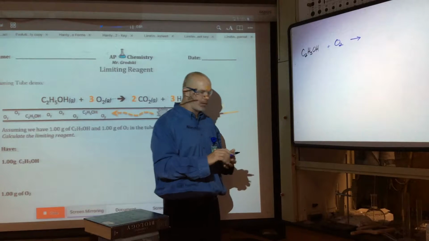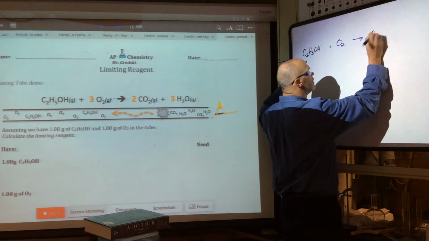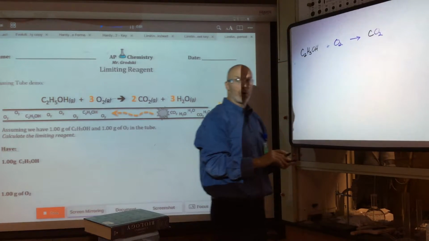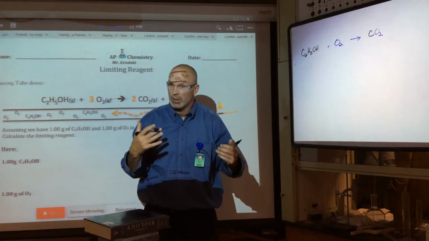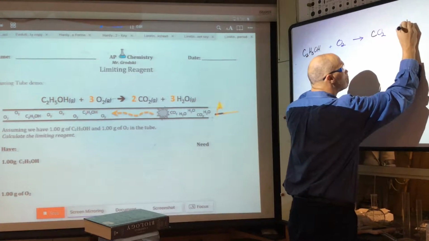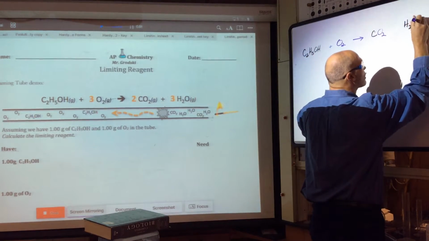But let's go back to the what? The products. We have what? Carbon dioxide is a product. You should be aware of this. When you say combustion, CO2. And what else is a product? And why am I color coding this?